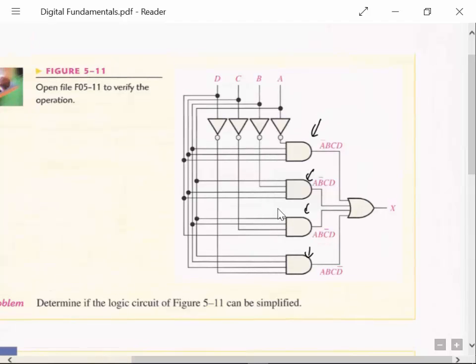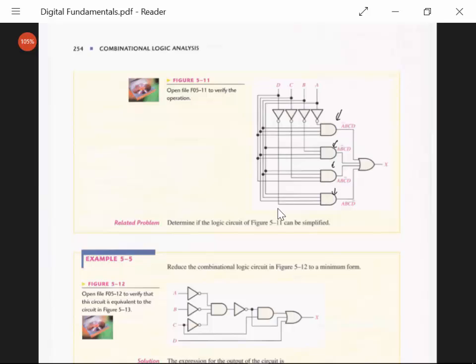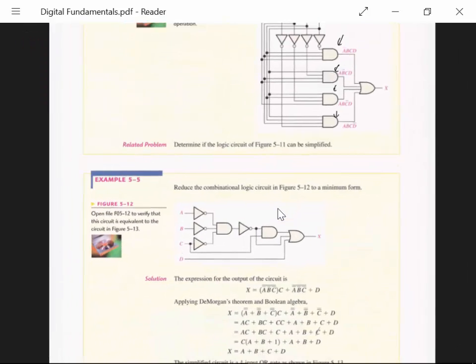To be honest, if you use programmable logic like we'll be using, you could just do it this way and the software will simplify the circuit for you. But we're going to go through and determine if it can be simplified.